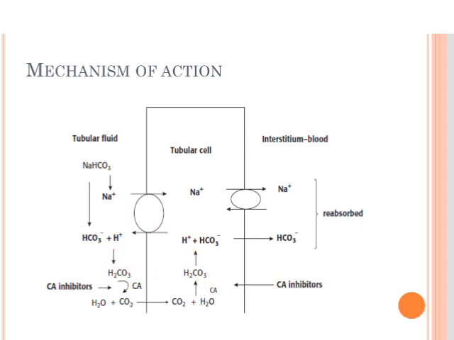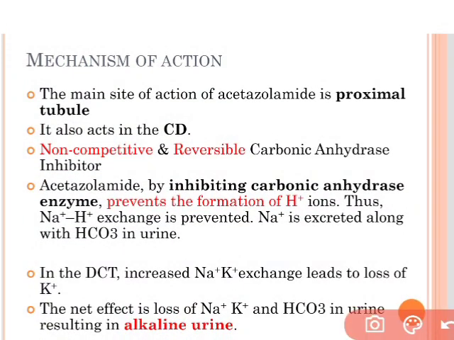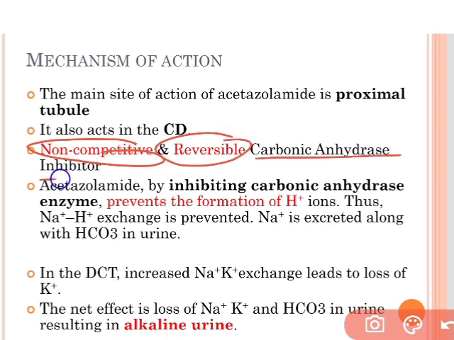What is the mechanism of action? What is the main site of action? The main site of action of acetazolamide is the proximal tubule, the PCT, proximal convoluted tubule. It also acts on the collecting duct. Most importantly, acetazolamide is a non-competitive and reversible carbonic anhydrase inhibitor.